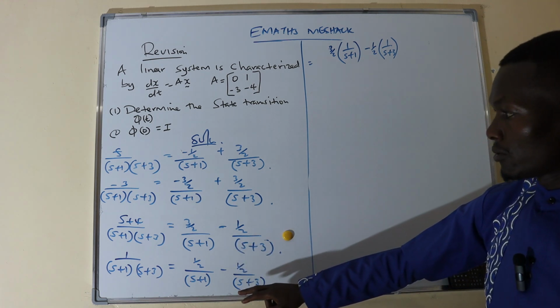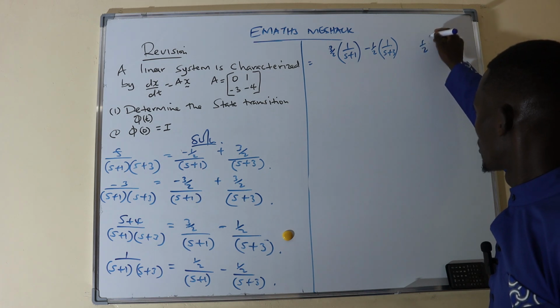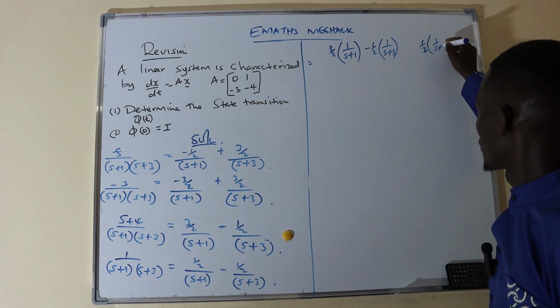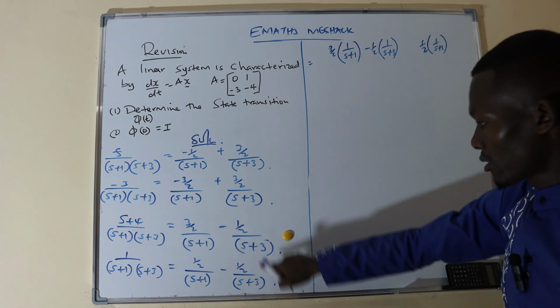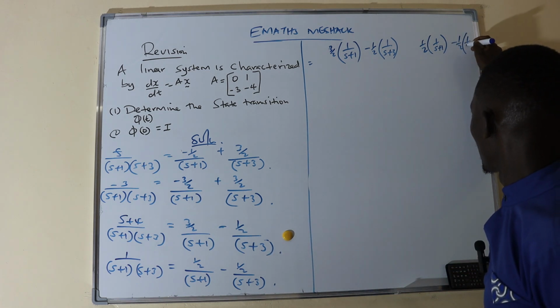Now we go to the second, which was this. So again, we have a half outside, then 1 over s plus 1. Then the other constant here is negative a half, then 1 over s plus 3.